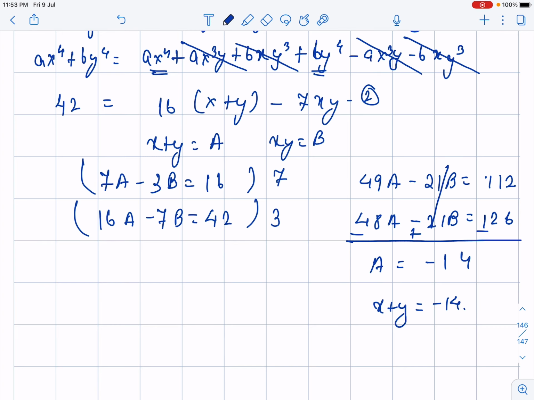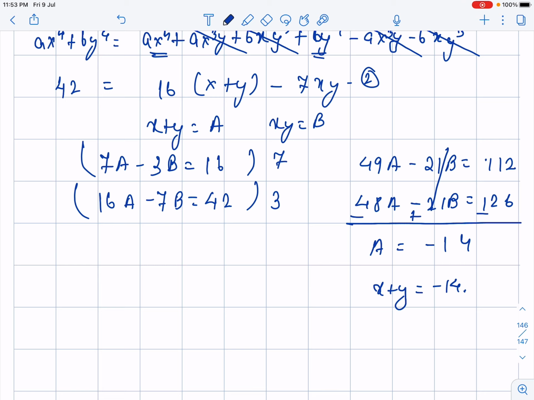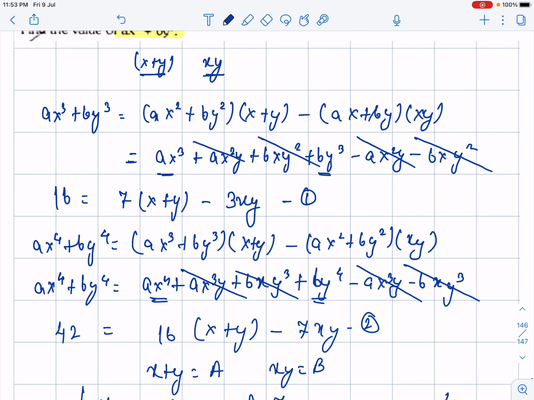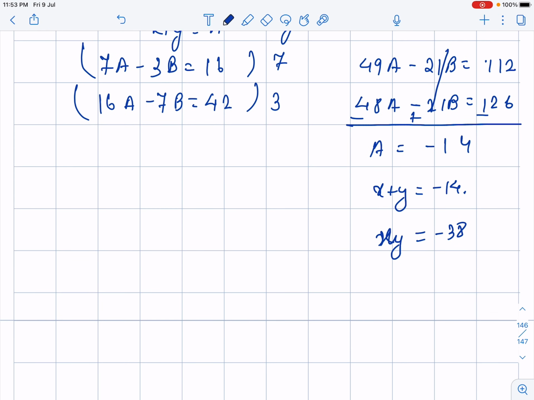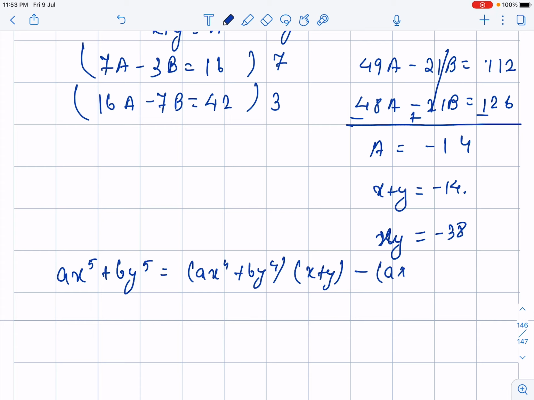Then what is the value of xy we are knowing. Let's put the value of x plus y in any of the equations written over here. We'll get the value of xy. So the value of xy will become minus 38. I'll make use of these two values we have achieved to get the value of ax power 5 plus by power 5. So that can be written by me as ax power 5 plus by power 5 is equal to ax power 4 plus by power 4 multiplied by x plus y minus ax power 3 plus by power 3 multiplied by xy.